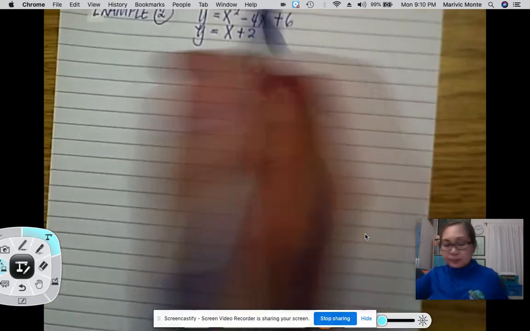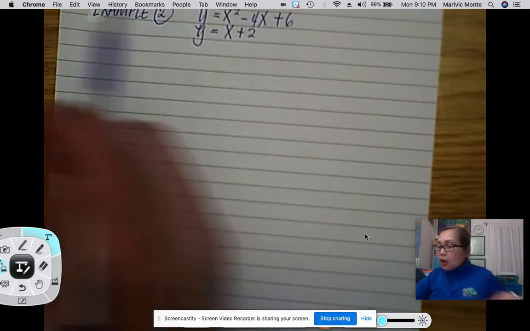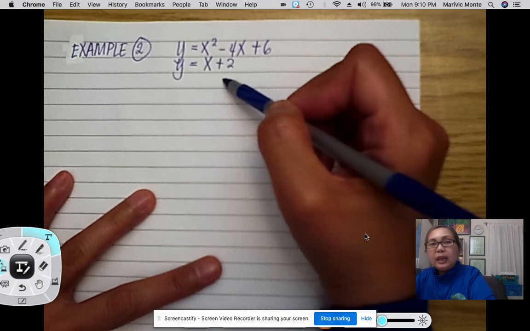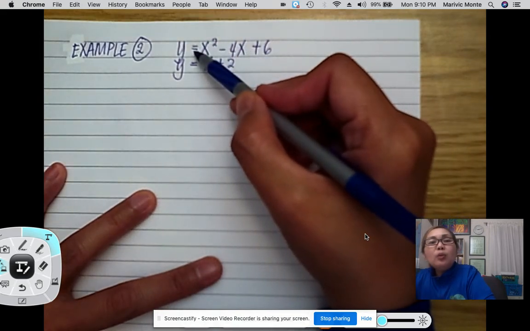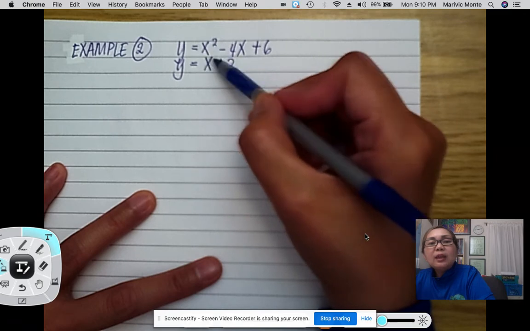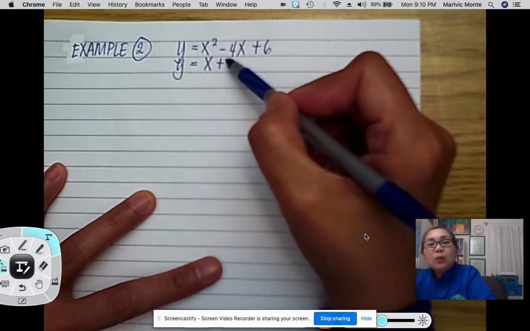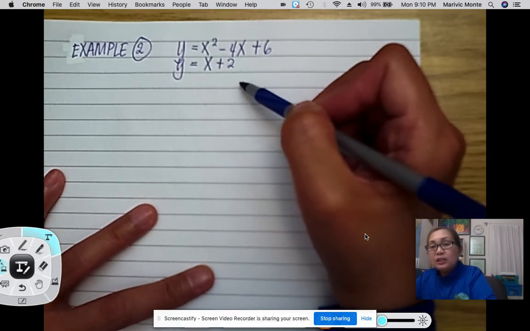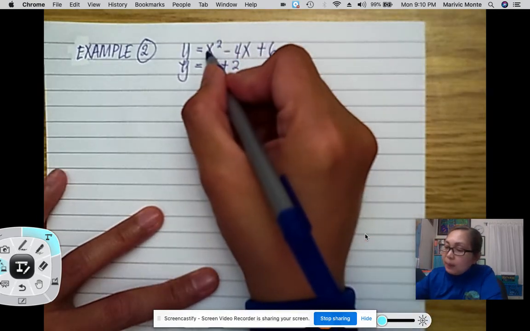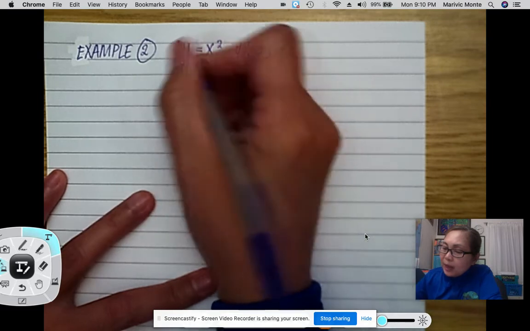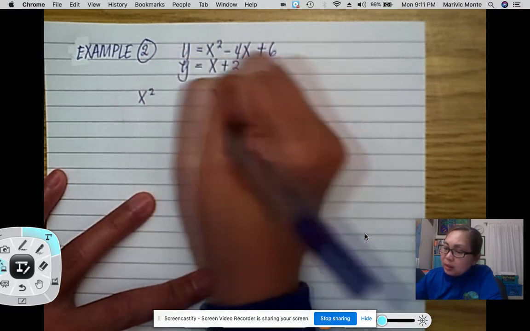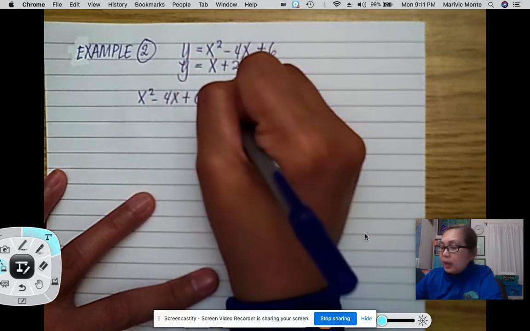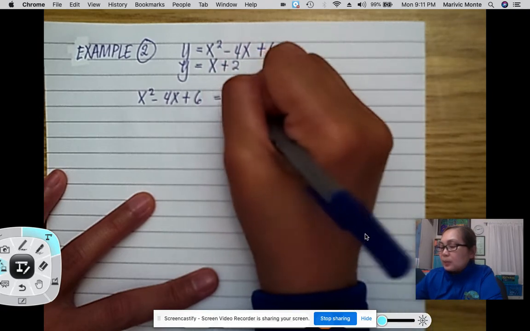Instead of what we did in the first example, here we simply look at both of them being y equals, so we just take everything after the equal sign and make them equal to each other. And that's how we end up with our single equation. So I would copy the quadratic value here, which is x squared minus 4x plus 6. That's one side of my equation. And the other side would be x plus 2.